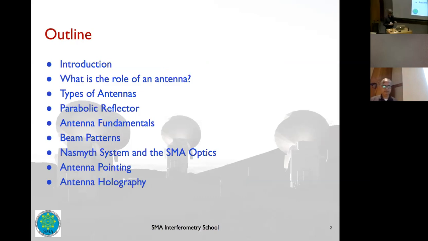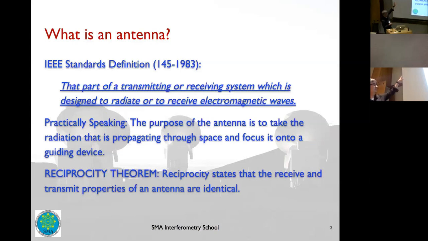Okay, so what's an antenna? This is the official definition, at least by IEEE, of what an antenna is. And I'm just going to read it. It says, it's that part of a transmitting or receiving system which is designed to radiate or to receive electromagnetic waves. It's very simple, but there's actually a very, very key word. And that keyword is actually "or." And that says that you could think of the antenna as either receiving or transmitting.